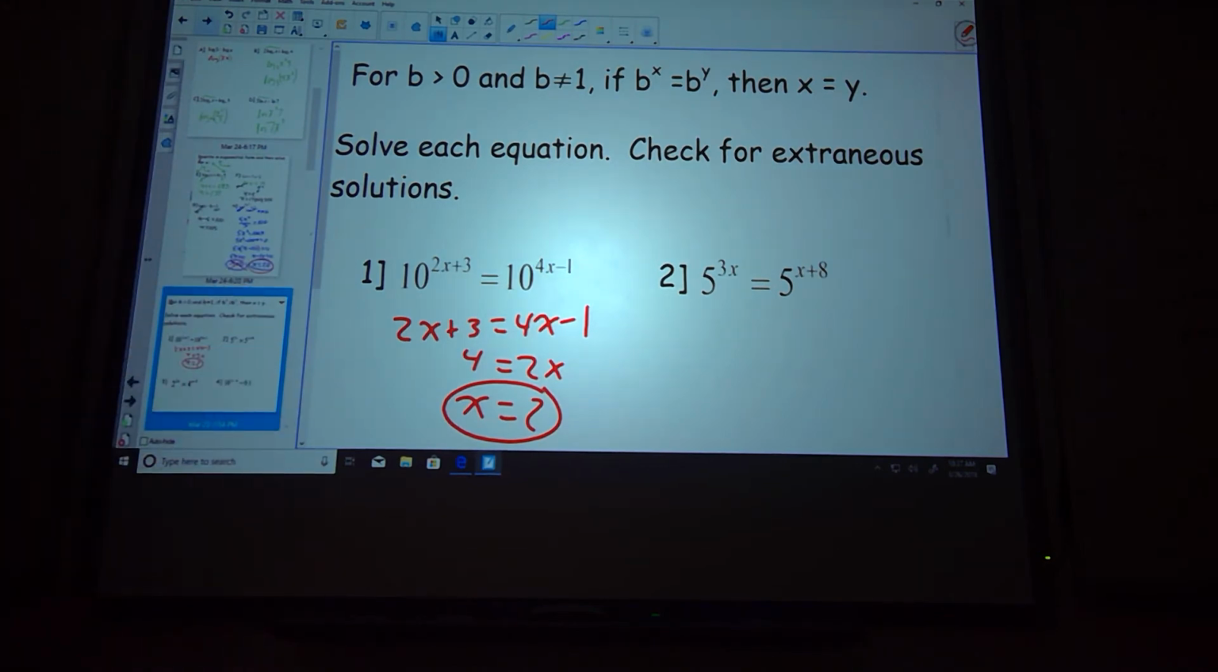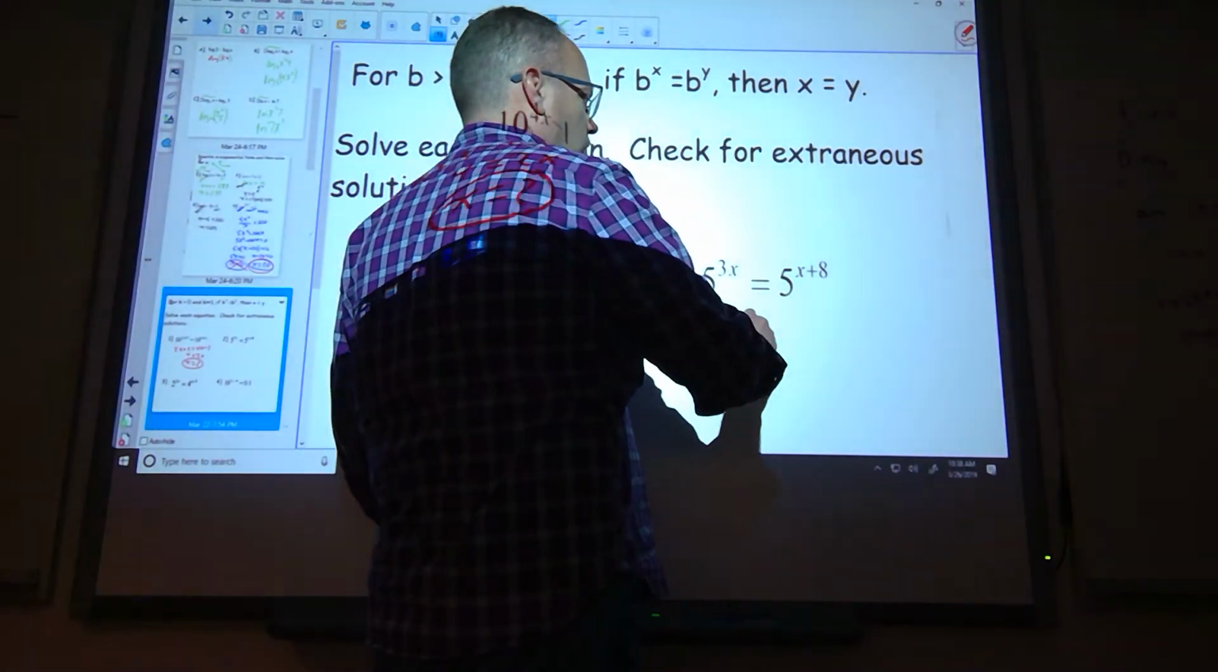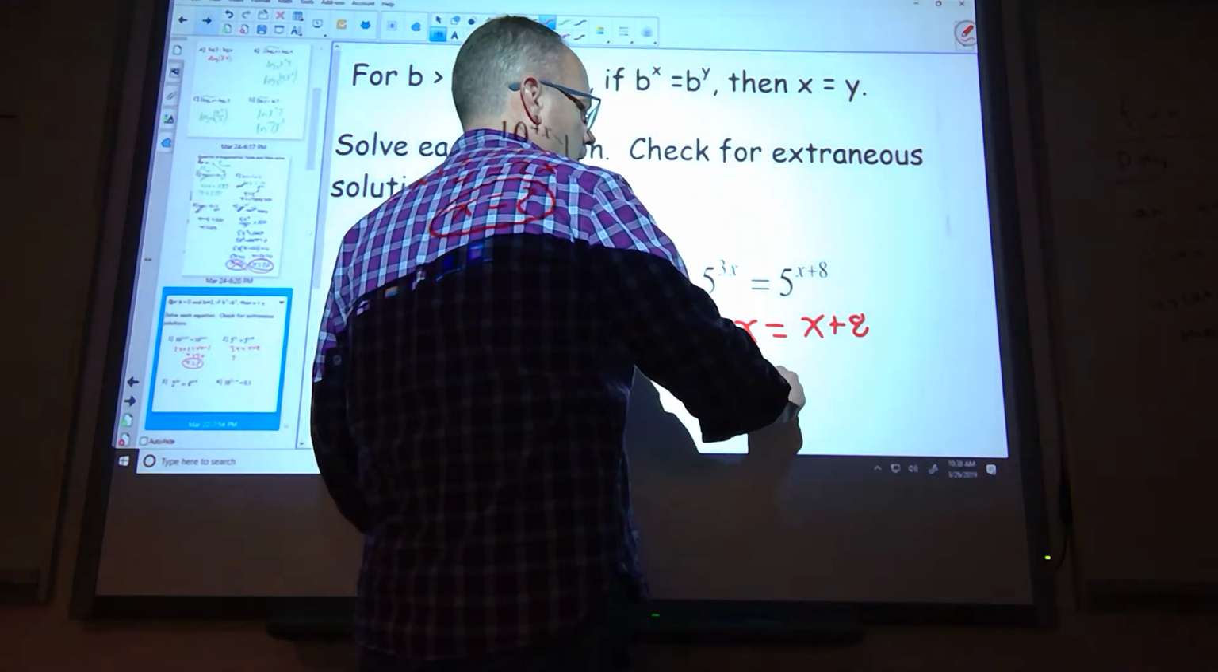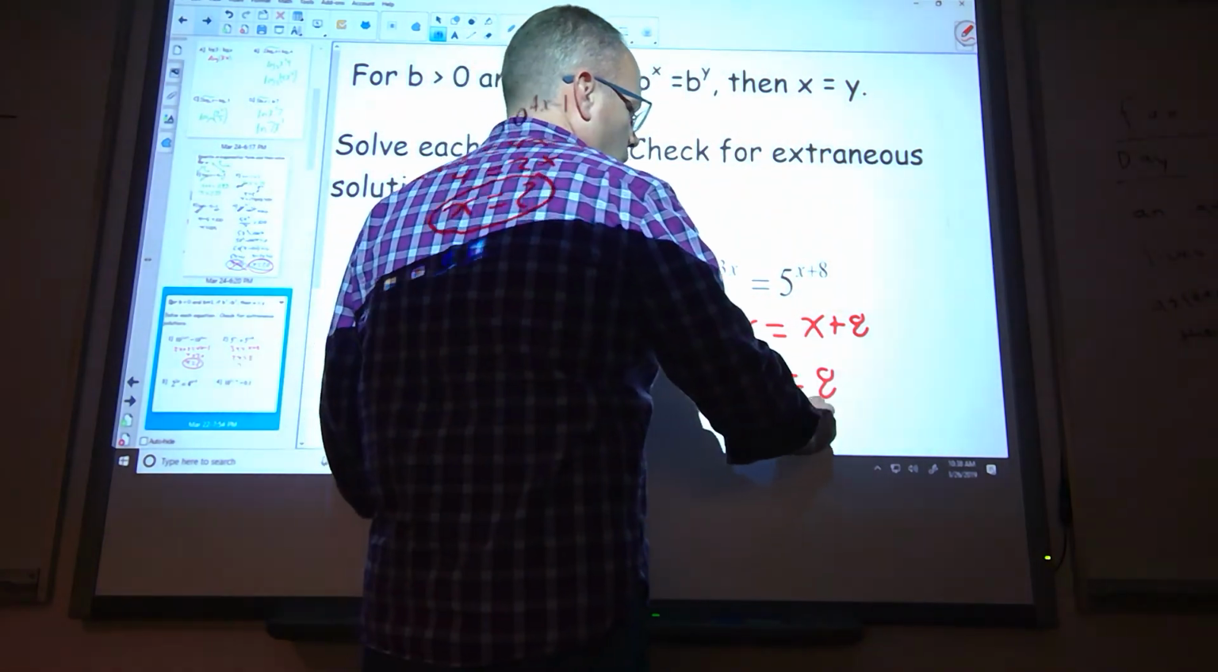Can we have negative exponents? Sure. Yeah, I could have 3 to the negative 5th power, which is 1 over 3 to the 5th. So when you're looking at exponents, you don't have to necessarily check for an extraneous solution because you're not going to have them. Number 2, I have the same bases, so I'm going to set my exponents equal to each other. So I get 3x is equal to x plus 8. Subtract x. So x is equal to 4.